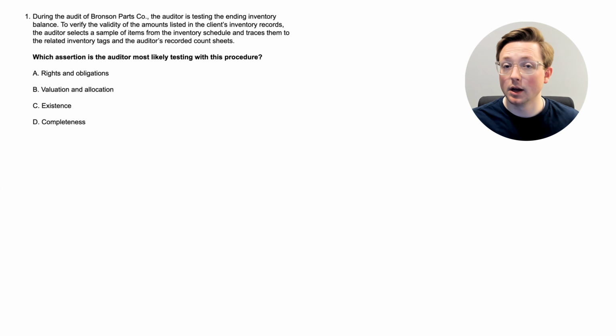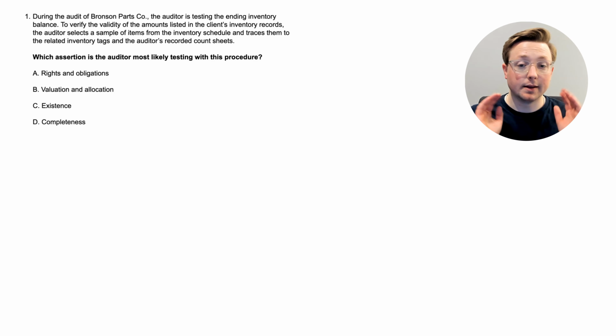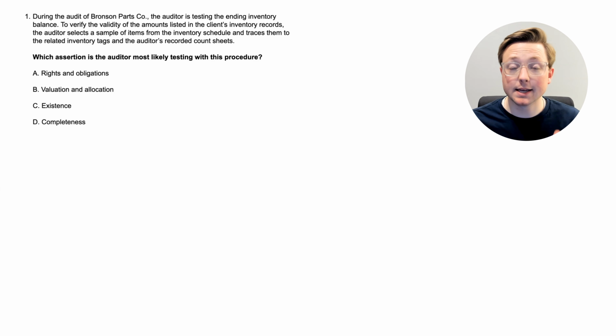Let's go through the options. Option A, rights and obligations. Option B, valuation and allocation. Option C, existence. Or option D, completeness. So we've been talking more about the assertions lately in the most recent videos, so you might have an idea about what each of these is about. If you have any idea or want to give this a guess, go ahead and pause the video. But if you don't really know what's happening here, that's okay. We're going to use this question to start learning. So let's go ahead and take a look at the explanation if you haven't already paused the video to figure it out on your own.